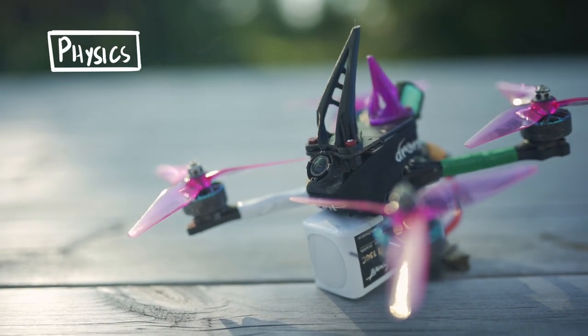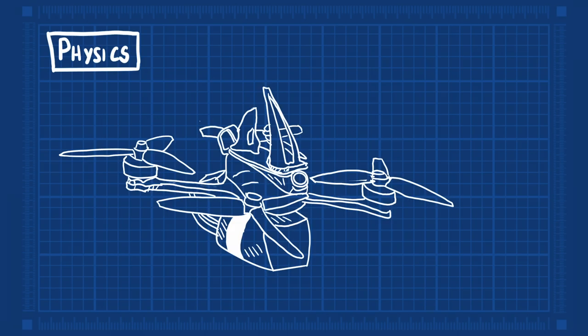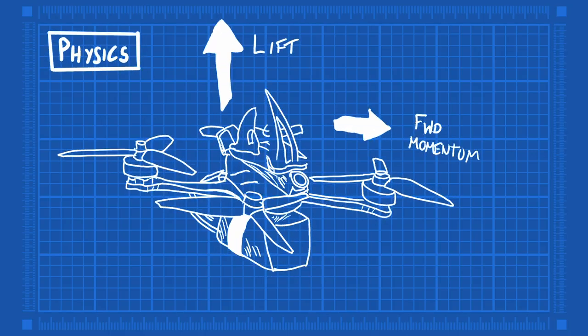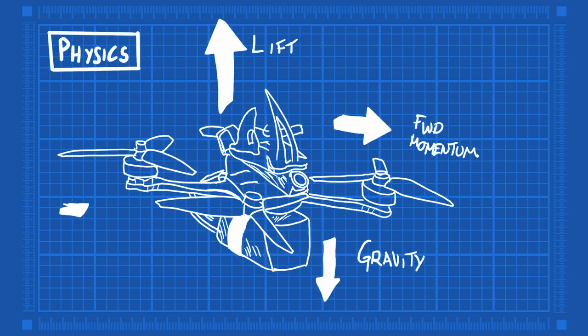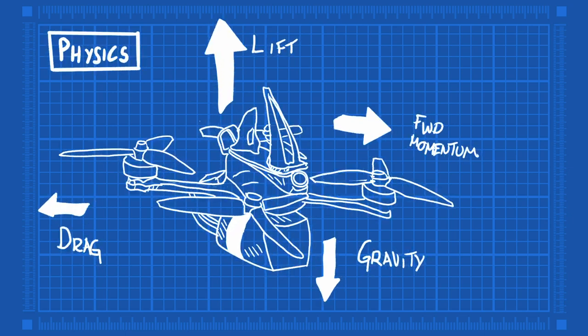So, the drone has four motors with propellers attached to them. This generates four thrust vectors that give the drone both lift and forward momentum. The drone is also affected by gravity, and there is also a force called drag acting on the drone that is affected by surface area, angle of attack, and the speed of the drone.